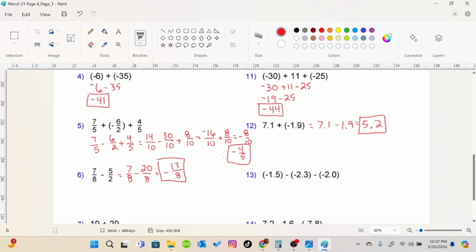Number 13. Subtracting a negative becomes addition. Negative 1.5 plus 2.3 becomes 0.8. And 0.8 plus 2 equals 2.8.